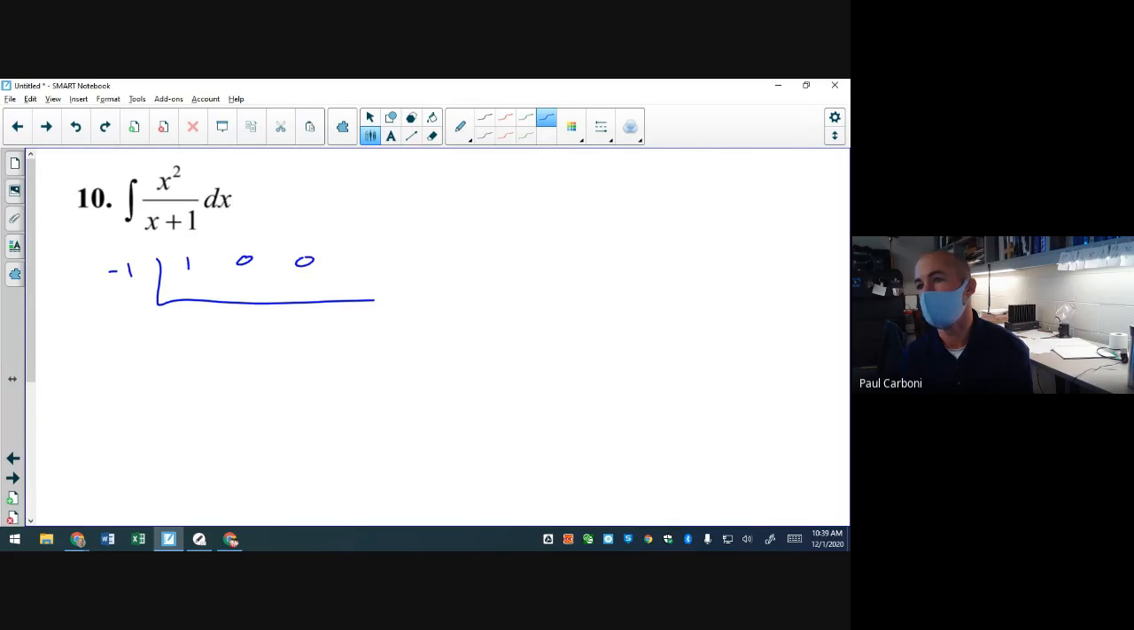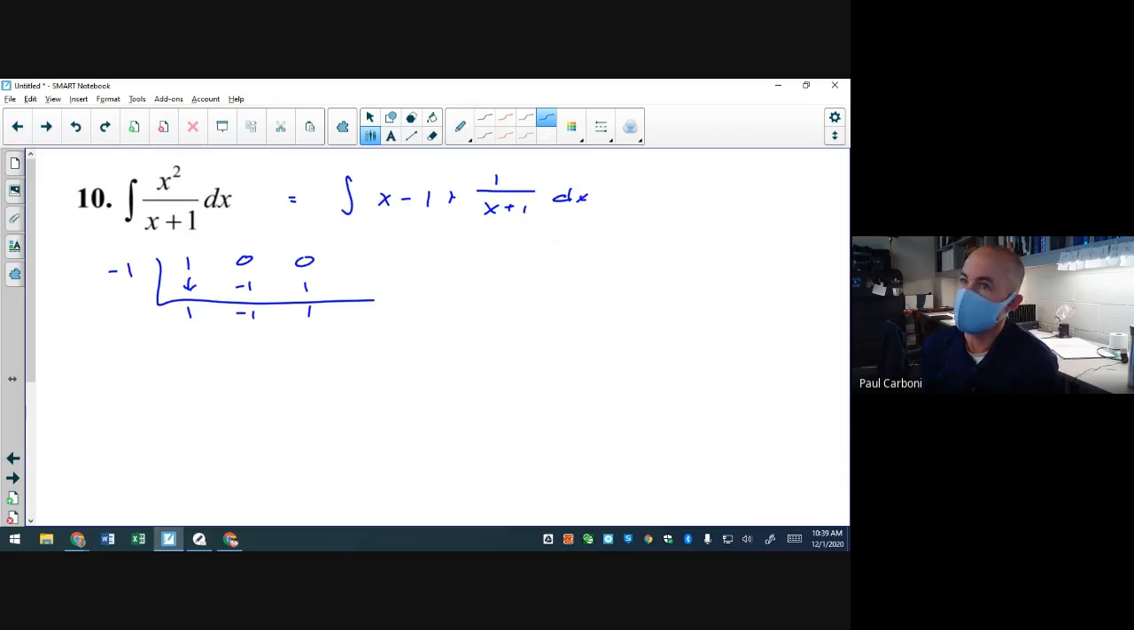1x squared, 0x, 0, bring down the 1. And I'm going to use synthetic division. And this turns into the antiderivative of 1x minus 1 plus a remainder of 1, so it'll be 1 over x plus 1. And that antiderivative should be easier because we have a power rule for the first two: x squared over 2 minus x. The top is the derivative of the bottom in that fraction, so natural log of x plus 1. That's probably what the answer would be if this were multiple choice.